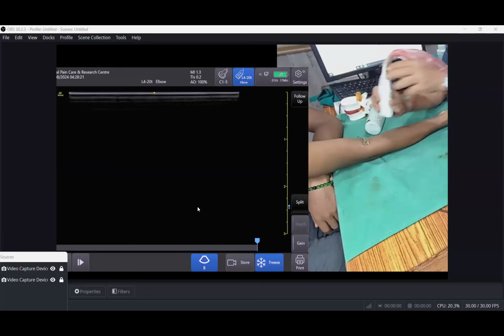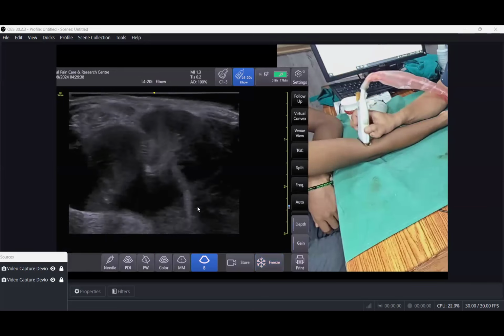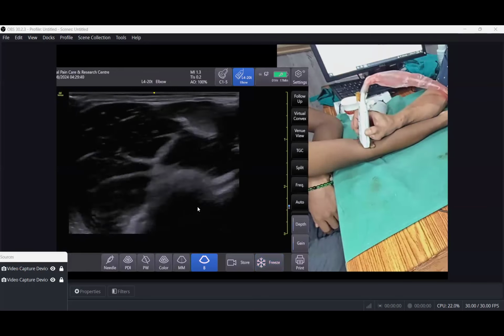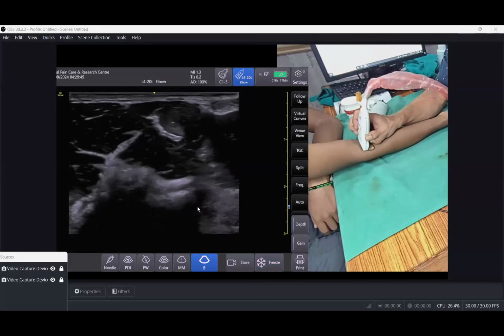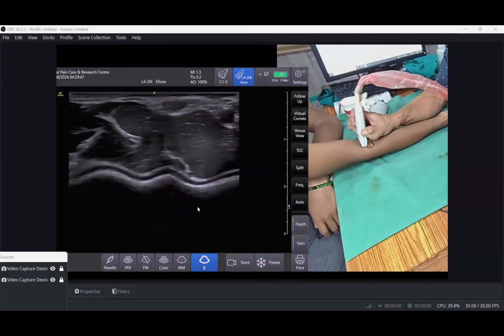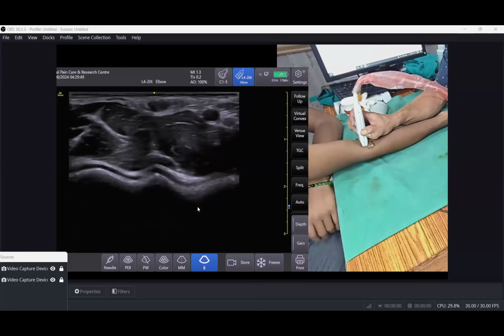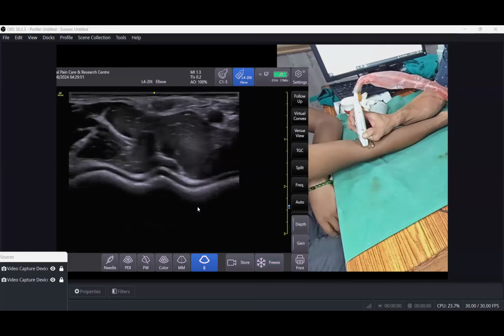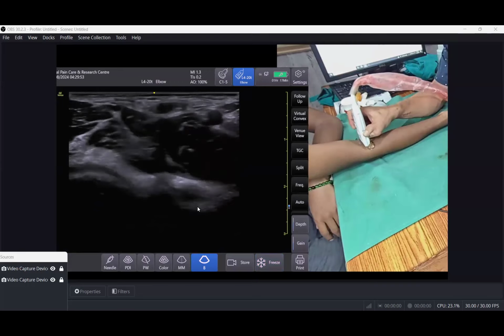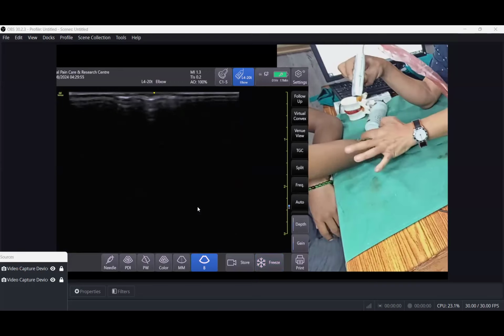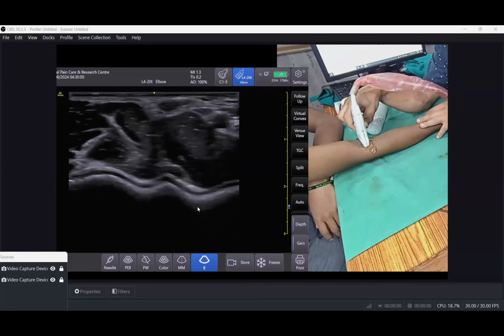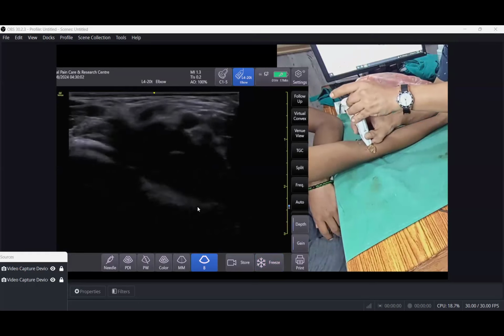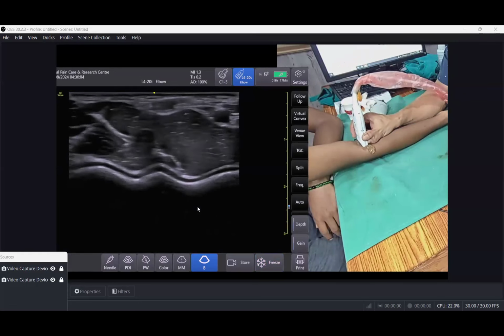So the home page for the elbow joint is basically: the left side of the screen is the lateral side, and the right side of the screen is the medial side of the elbow joint. If you can see very nicely, I have put my probe just over the crease in the elbow joint.